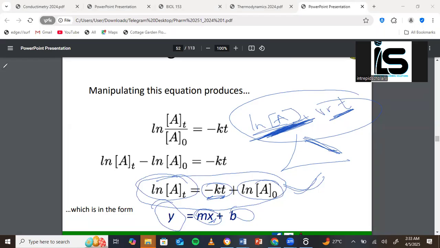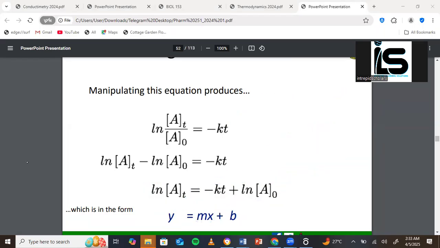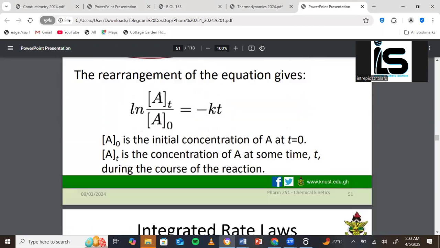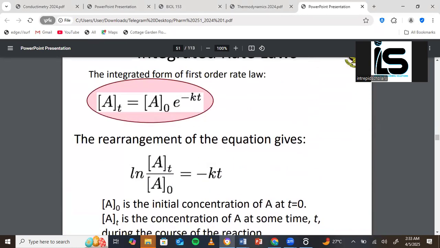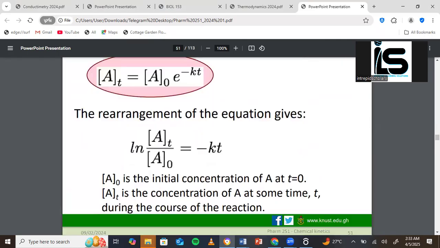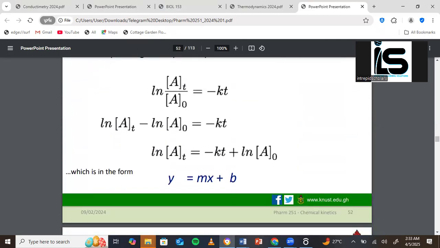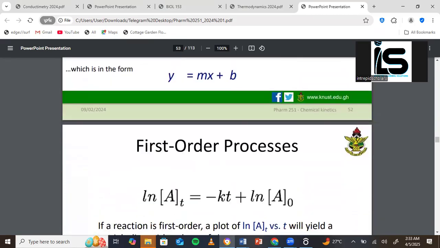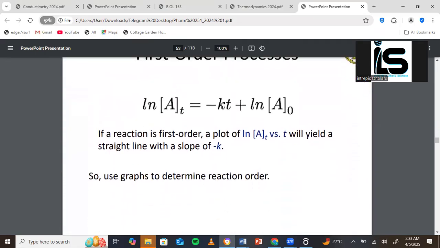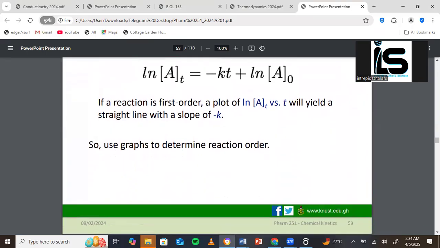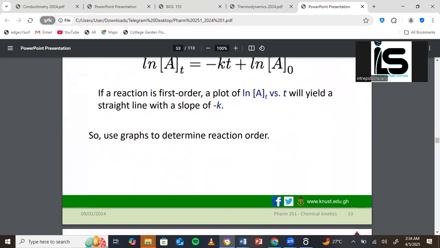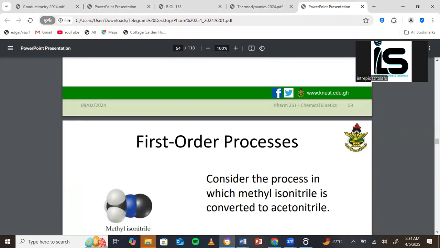What you have to keep at this point is, first of all, the equation for first order reaction. You can keep this one: A_t is equal to A naught exponential of negative kt. Or you can keep just this one, because this one can also solve all questions and also help you in the graph. That's ln A_t is equal to negative kt plus ln A naught, right? So that is what we have had here. This is what I explained, that if you plot ln A_t versus t, you get a straight line with a slope of negative k, right?